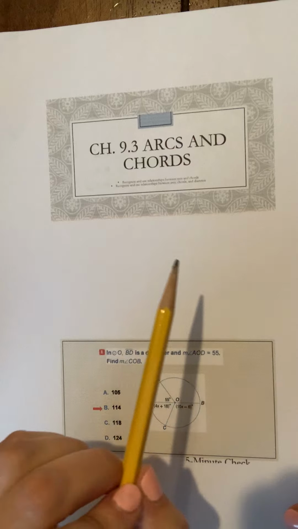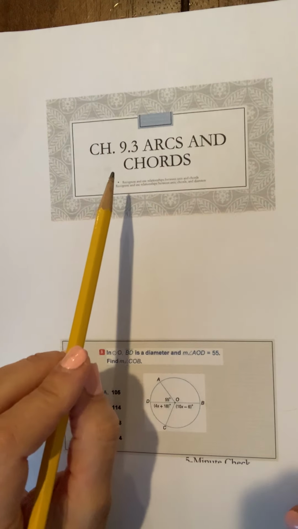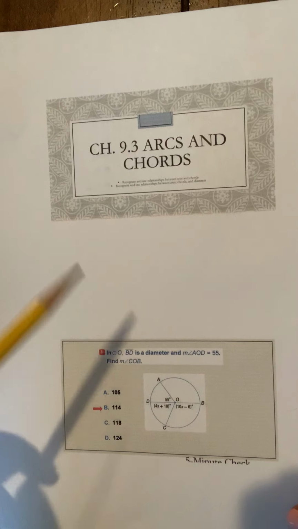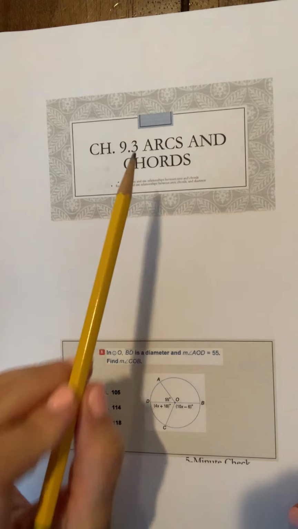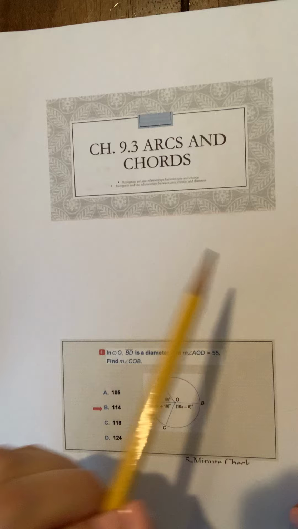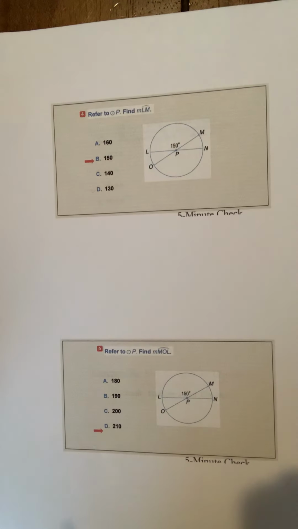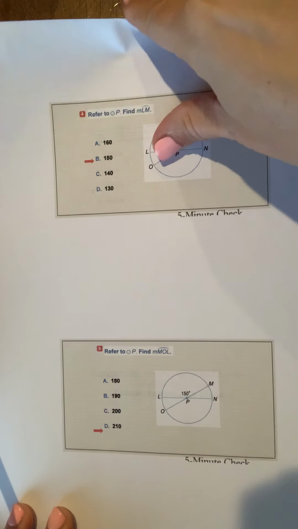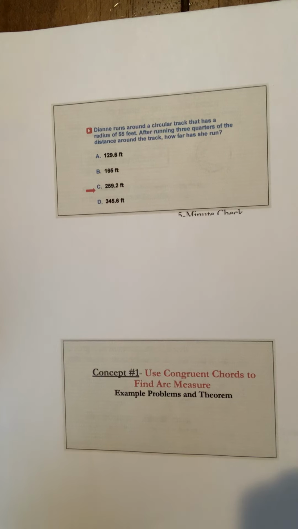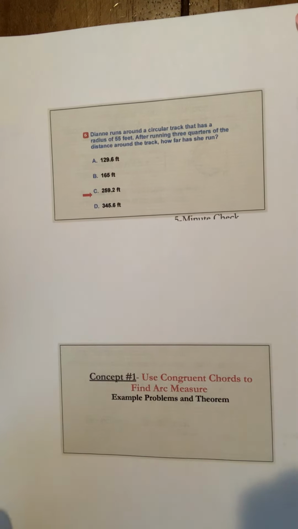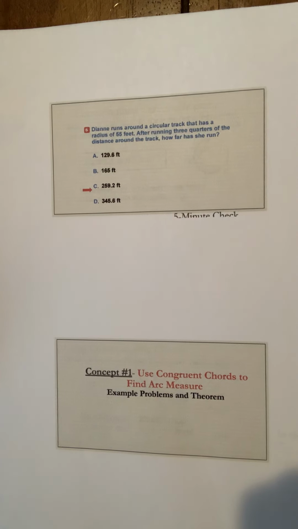We are going to pretty much just work the relationship between arcs and chords inside of a circle. If you haven't figured it out already, chapter 9 is on circles. That is the shape that we are going over. Okay, so I'm going to kind of just skip through these example problems. What would be really helpful is if you have the PowerPoint pulled up and you're following along with it as we go over this.